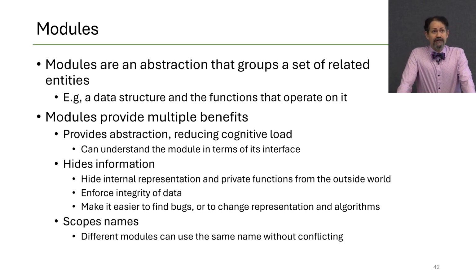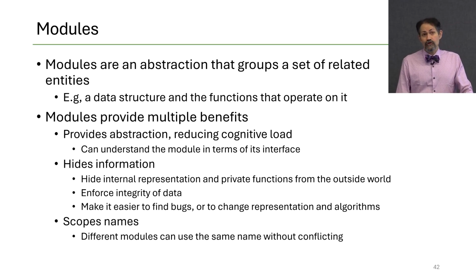They provide abstraction. Abstraction allows you to understand a module in terms of its interface and just think about what it's supposed to do, not how it does it. This reduces cognitive load because you can look at one module at a time and just think about what other modules are supposed to do without looking at their detailed implementations. This is a kind of information hiding.